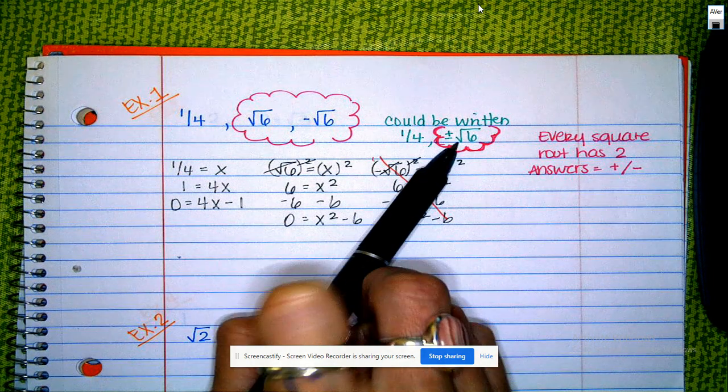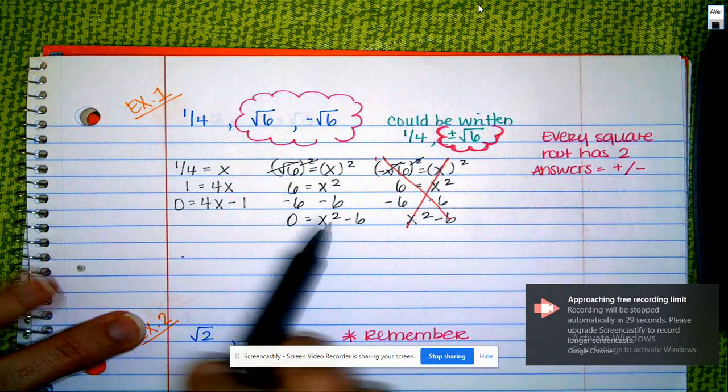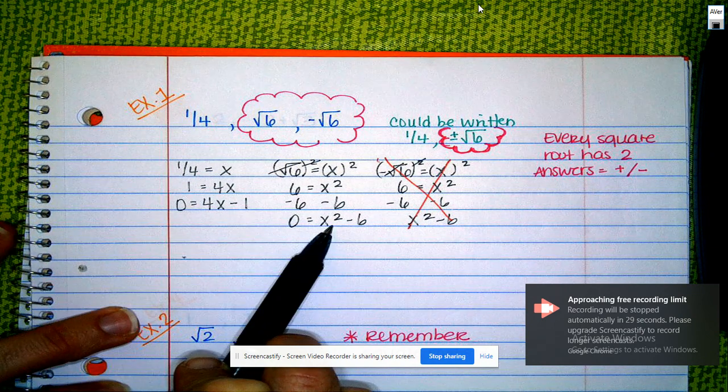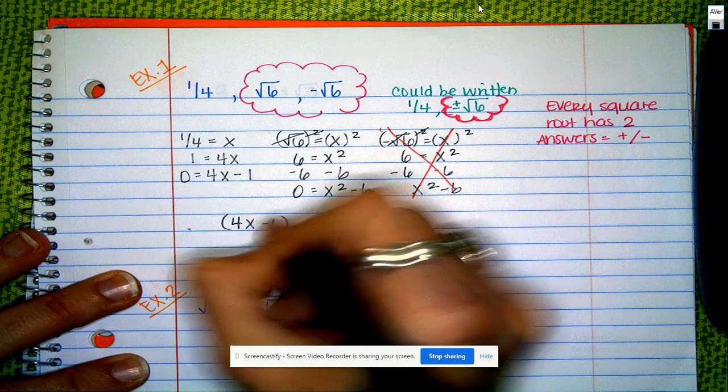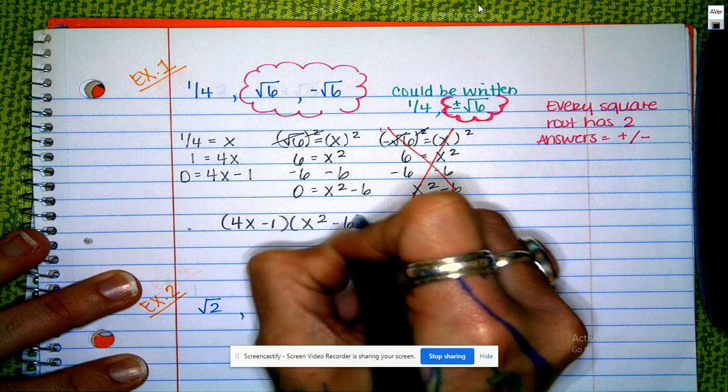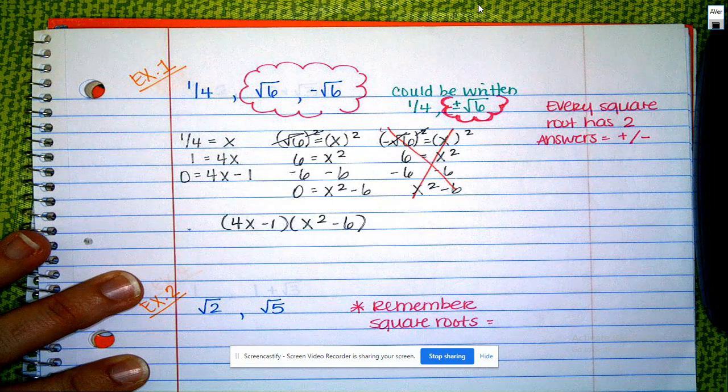So now to take these two solutions, these two factors from our solutions and write the polynomial, we're going to multiply 4x minus 1 times x squared minus 6. And you're going to multiply those together. You can use FOIL, you can use box method, you can use whatever works for you.